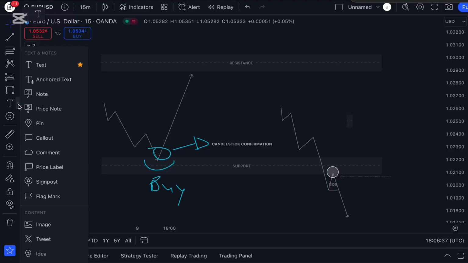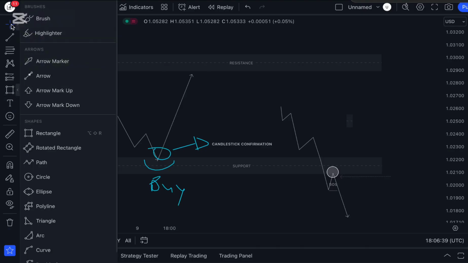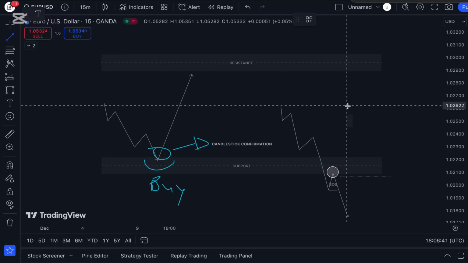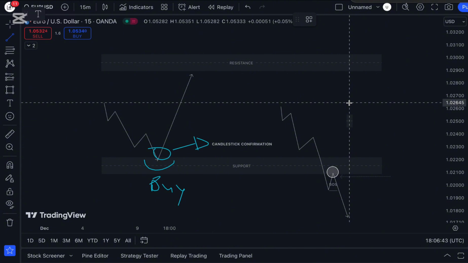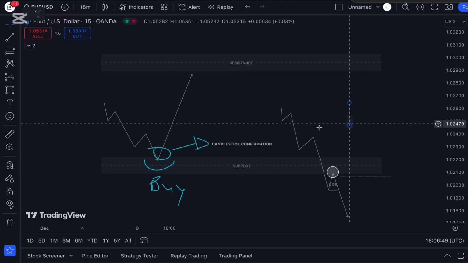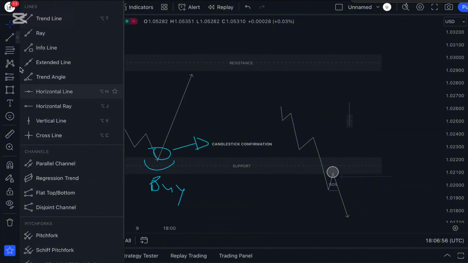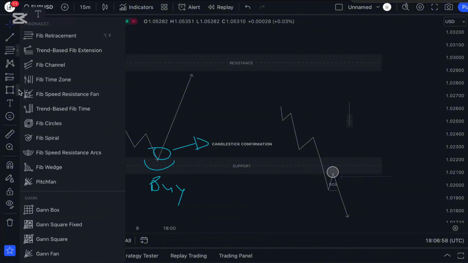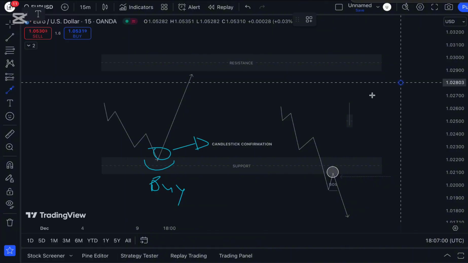Look for something beautiful like that. So just make sure that your candle has a wick. What this actually means is that you want a candle with a rejection somewhere around that level. You want a candle with a rejection somewhere around that level.